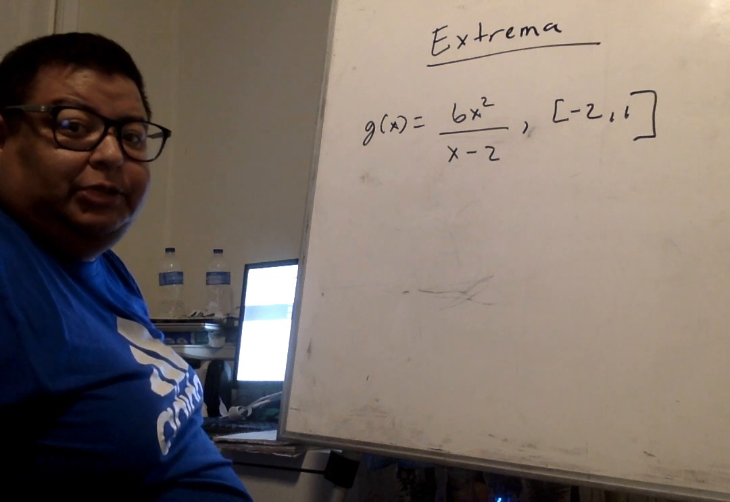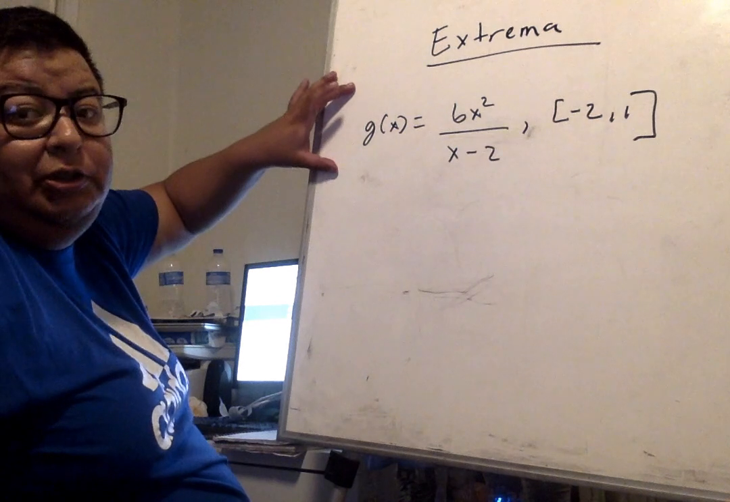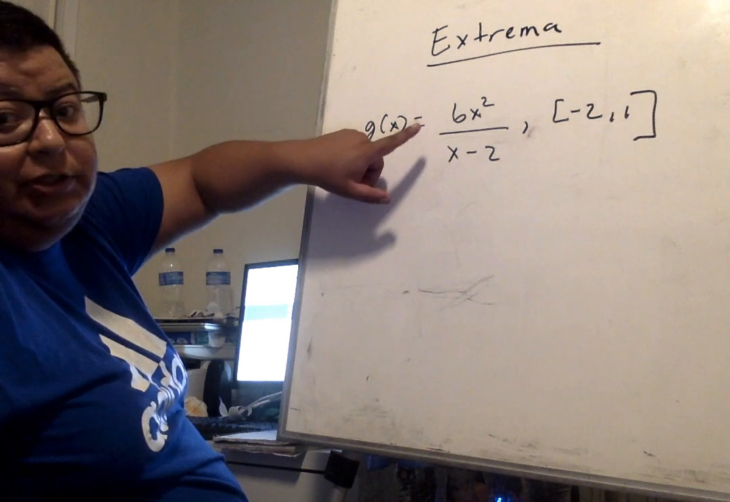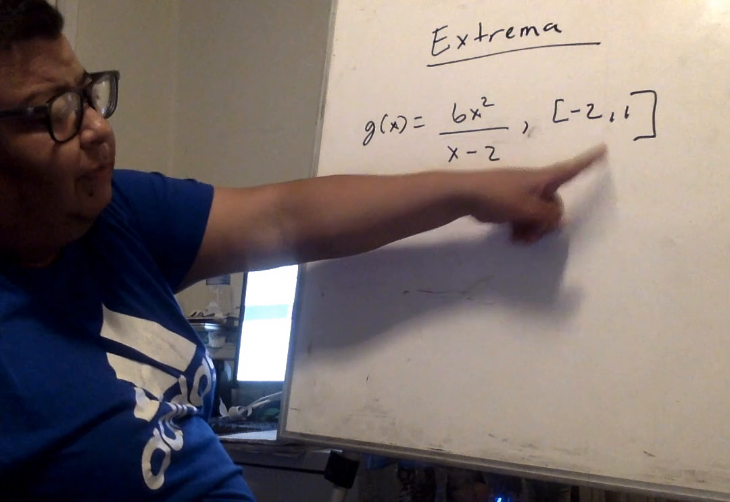Welcome students. In this video we're going to look at extrema of the following function. g of x is equal to 6x squared over x minus 2 in the closed interval -2, 1.